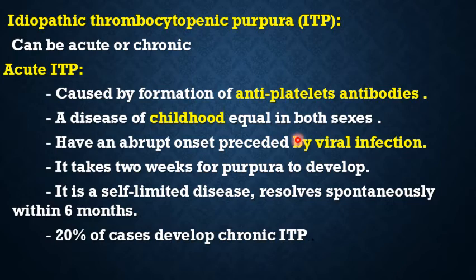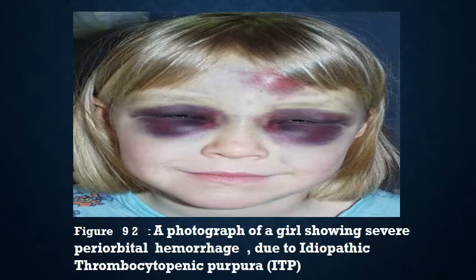It takes 2 weeks for the purpura to develop. It is preceded by a history of upper respiratory tract infection or any type of flu-like illness. It is self-limited, resolved spontaneously within 6 months. 20% of cases develop chronic ITP, sometimes not resolved within 6 months. This is a photograph of a patient with severe periorbital ecchymosis due to ITP, idiopathic thrombocytopenic purpura.